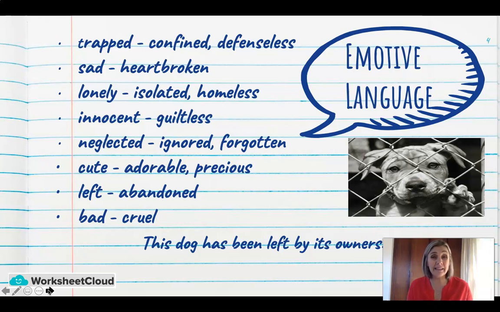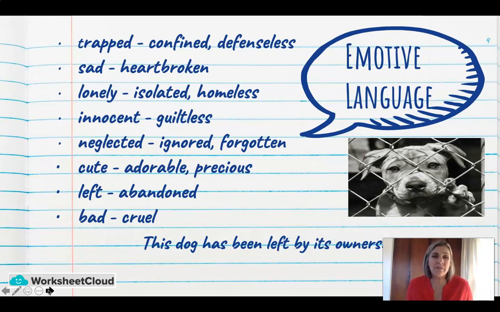Another word for bad, and even a better word for bad, because bad is just one of those dead words, and we need to think of words that create a little bit more emotion. Cruel. And so if we were to write a sentence about this picture, this dog has been left by its owners.